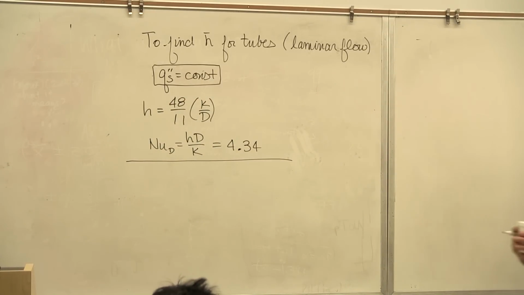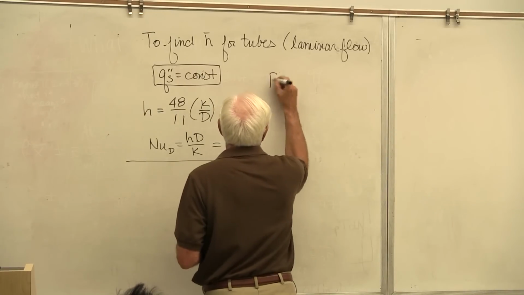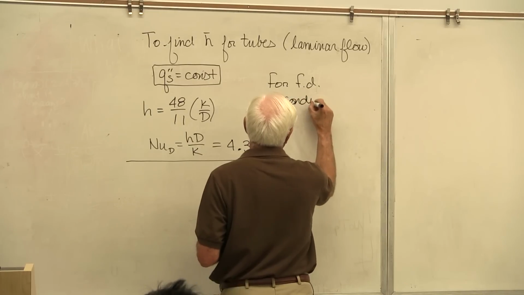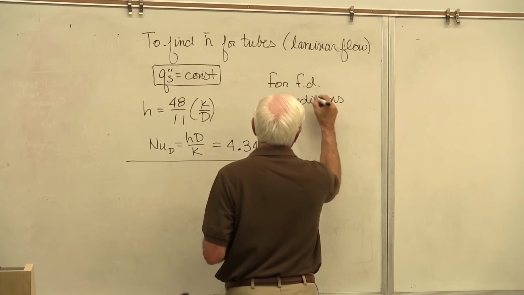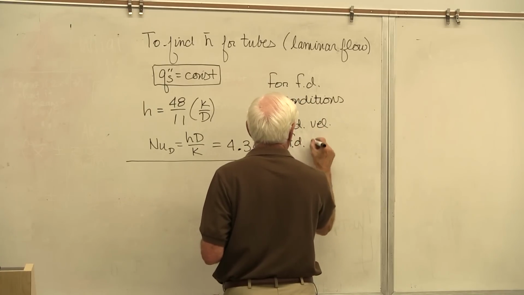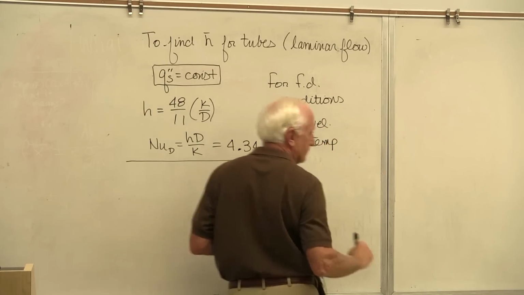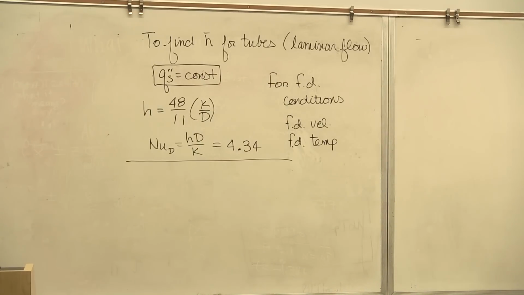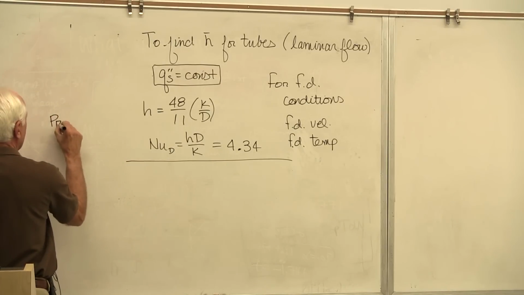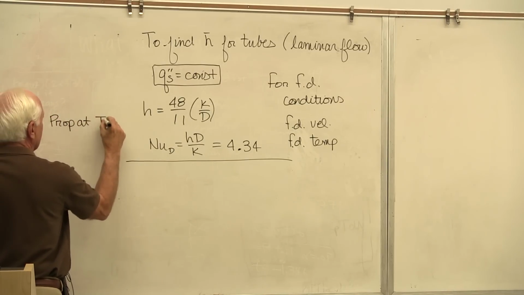Now, this has to be done for fully developed conditions. Fully developed velocity, fully developed temperature. So the conditions are fully developed velocity, fully developed temperature, and laminar flow, with properties at T mean, the mean temperature.